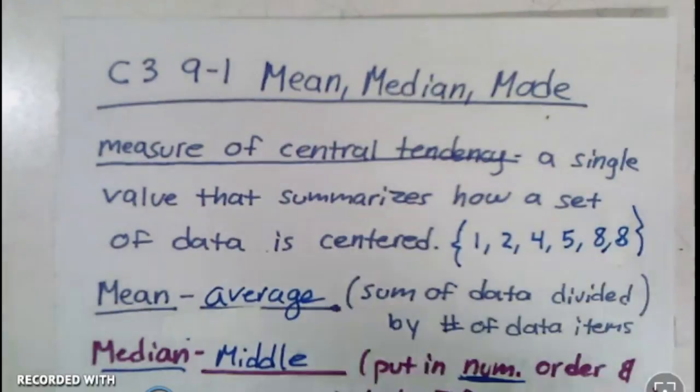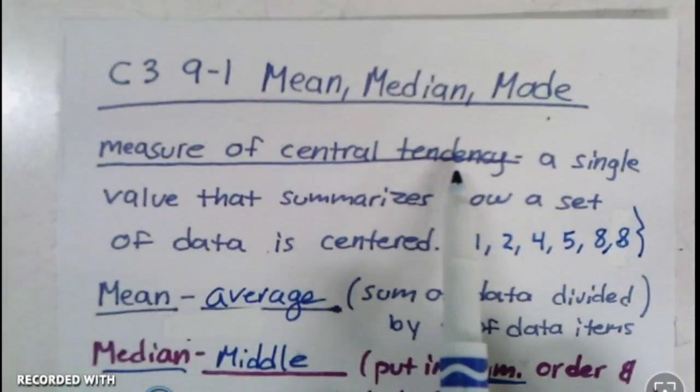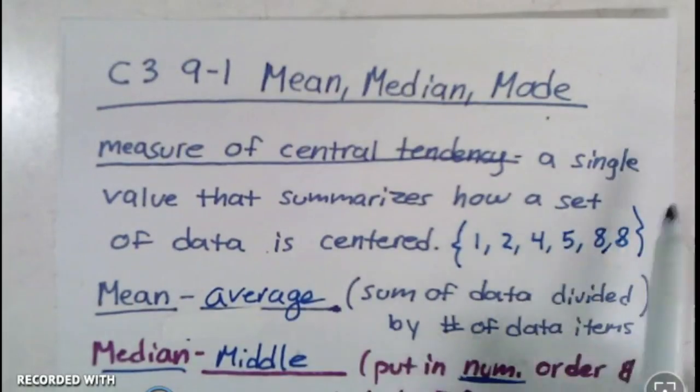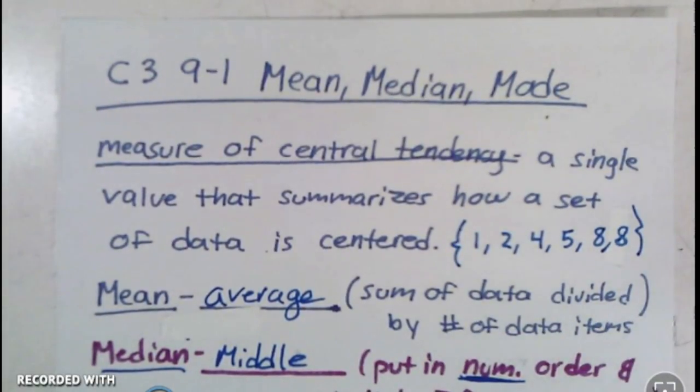So our first vocab is measure of central tendency. And what we're talking about with that is a single value that summarizes how a set of data is centered. So whether you're looking for trends, what thing is most common, or is found in the middle, or is most likely, or is the average, all of those are types of central tendency.